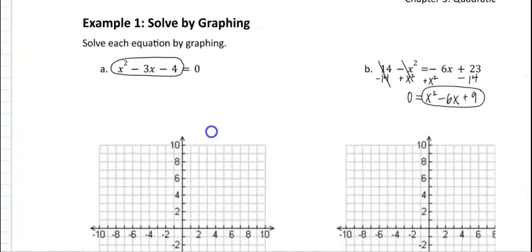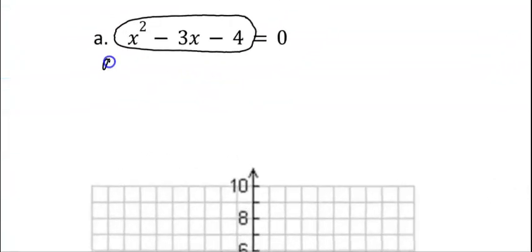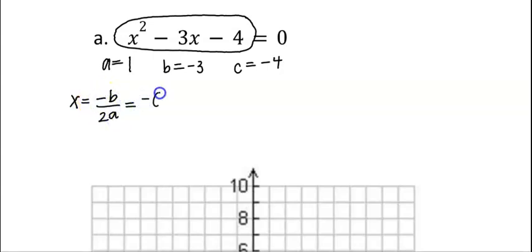Once it's in standard form, then you can get back to what we talked about with graphing. So think back, what's the first step to graph a quadratic function? The first step is to identify a, b, and c in standard form. In this case, a is 1, b is negative 3, c is negative 4. Find the axis of symmetry. Use the formula x equals negative b over 2a. So on this one, it would be negative negative 3 over 2 times 1.